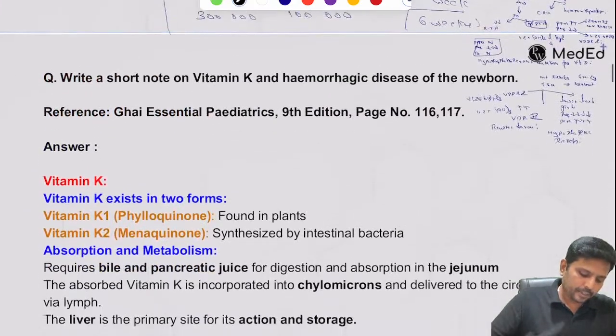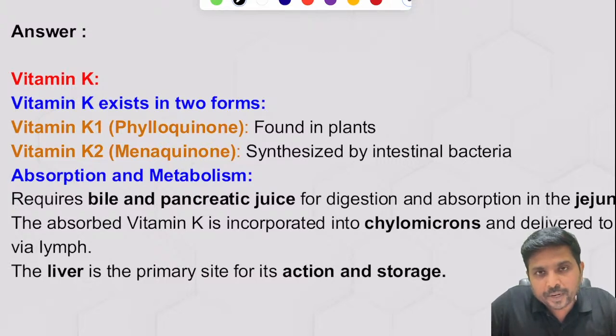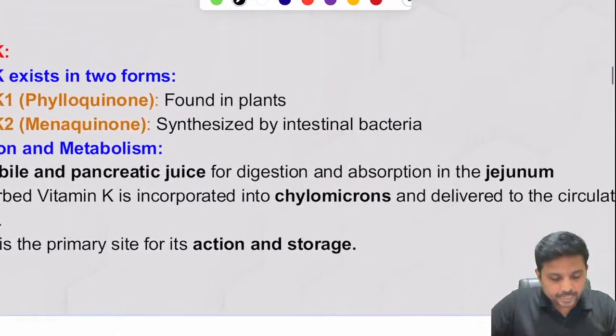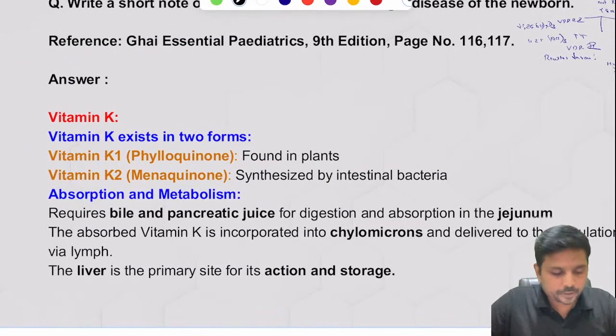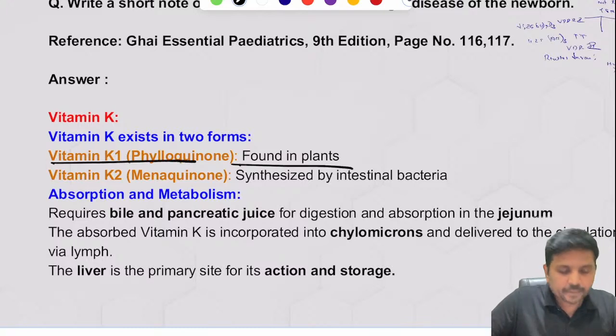Three types of hemorrhagic disease of newborn. You draw the tabular column and enter the points which I had written. You will get 5 marks. Apart from that, phylloquinone means plant products: vitamin K derived from plant products.